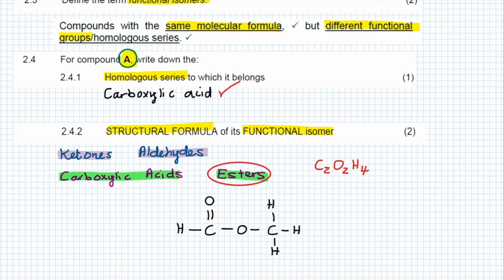We're going to get our marks as follows. 1 mark for having the correct functional group. So as you can see, this is drawn in the center, right? So this oxygen is between 2 carbon atoms. That's your first mark. And your second mark is for the entire compound being correct.